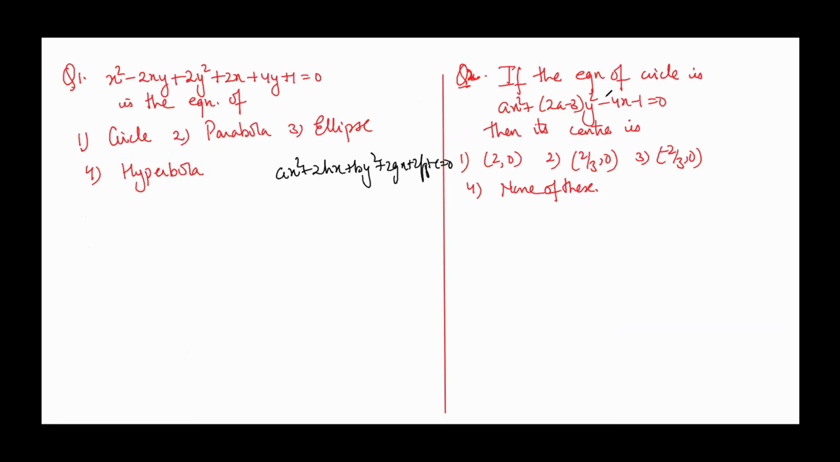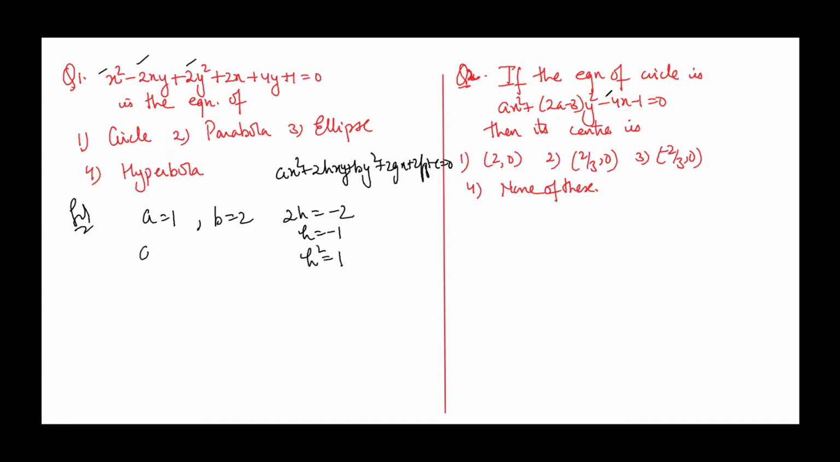From this given equation, a is equal to 1, that is the coefficient of x square, b is equal to 2, that is the coefficient of y square, and 2h is equal to minus 2, that is the coefficient of xy. So h comes out to be minus 1, and when I square this, h square is equal to 1.